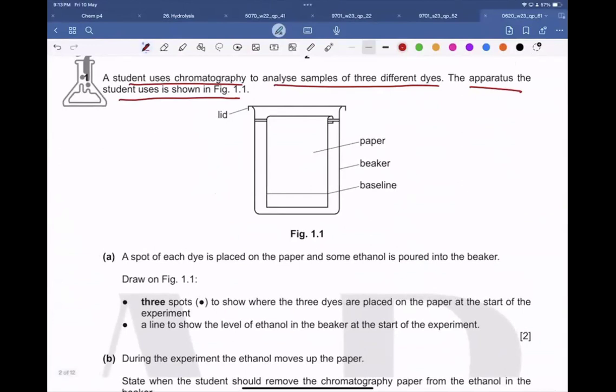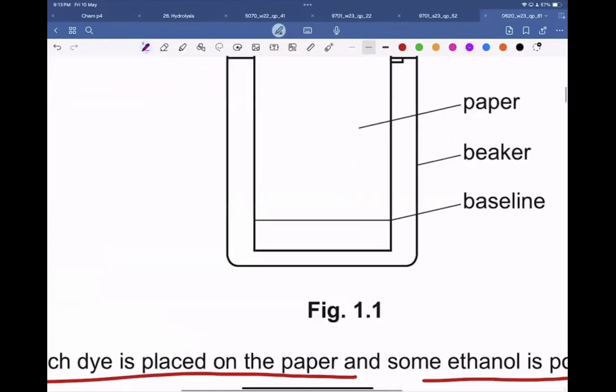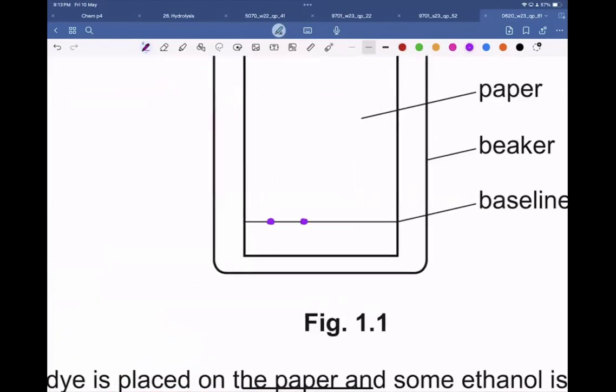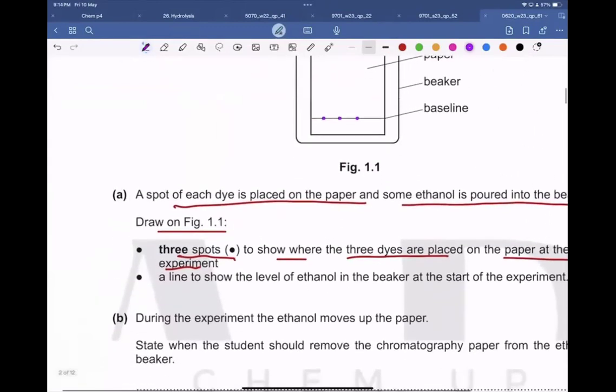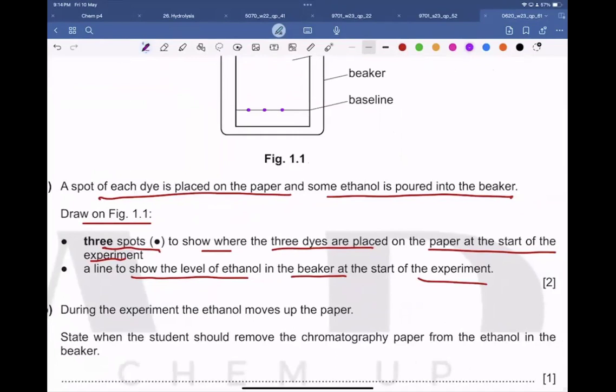Okay. A spot of each dye is placed on the paper and some ethanol is poured into the beaker. Draw on 1.1 three spots to show where the three dyes are placed on the paper at the start of the experiment. So you are going to put the three spots like this on the baseline. Then a line to show the level of ethanol in the beaker at the start of the experiment. So this line must be like this, because the solvent is always below the baseline.